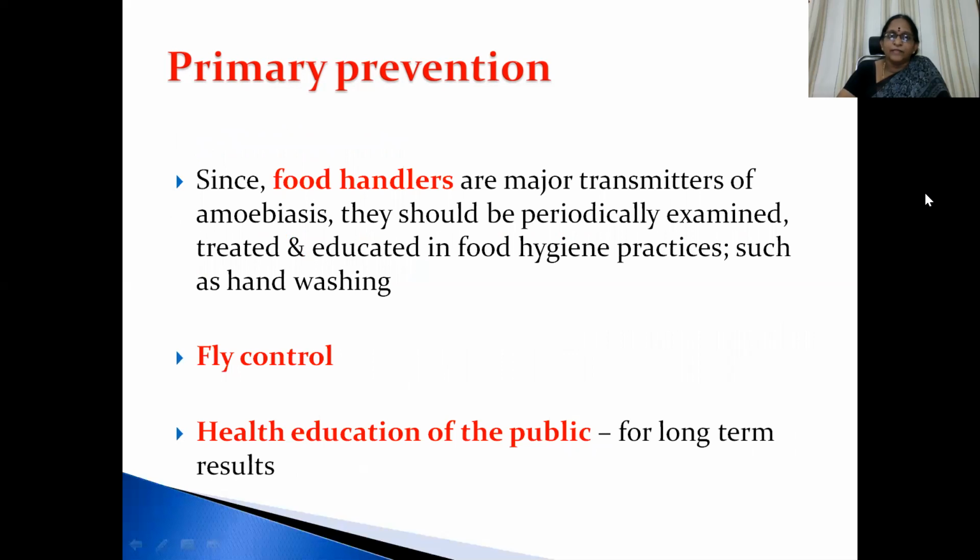Then, since food handlers are major transmitters of amoebiasis, the people who sell the vegetables and fruits should be periodically examined, treated, and educated in food hygiene practices such as hand washing. Otherwise, we all will be at risk. Then fly control, since flies act like vectors in the transmission of the disease. Then health education of the public for long-term results.